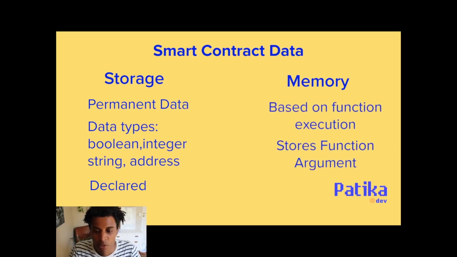Next is memory. So memory is actually just based on the function execution. So its lifetime only lasts until the function is executed, and once done, it is cleared. It actually stores the function's argument. So if you're making a function and declaring an argument within there, it is actually committed to memory, and also again declared, much like storage, by the developer.